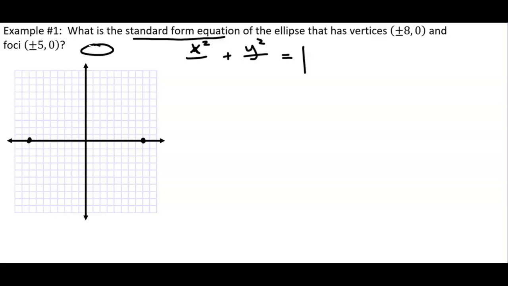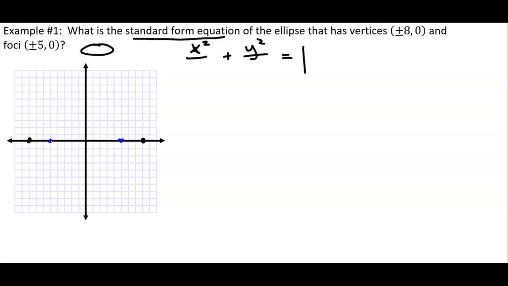I also know the foci. So the foci are at positive 5, 1, 2, 3, 4, 5, and negative 5. Now, you might say, well, did I graph that right? No. Let me erase that and put it where it's supposed to be. There we go. Why don't I graph it? Well, I don't know what b is yet, but I'm going to have to figure that out.